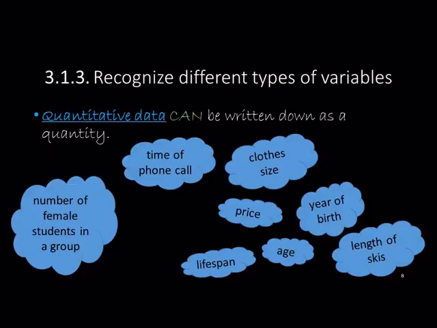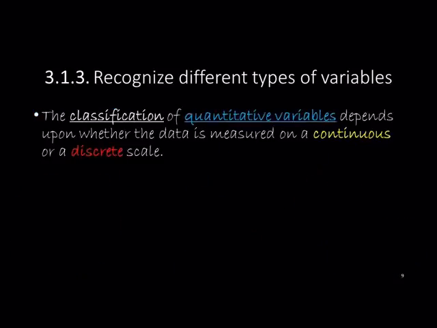Quantitative data can be written down as a quantity. Number of female students, time of phone call, clothes size, price, lifespan, age, year of birth and length of skis. But can we split this data up again? The classification of quantitative variables depends upon whether the data is measured on a continuous or a discrete scale.